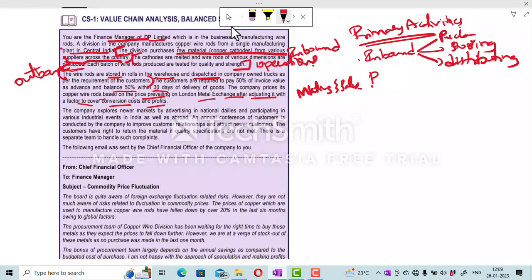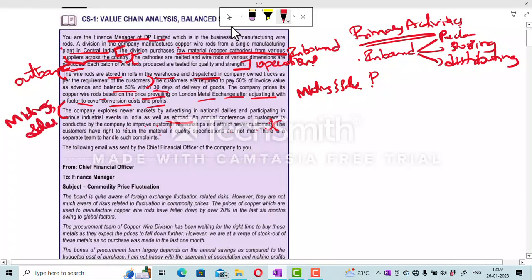Here the marketing starts, by advertising in national dailies and participating in various industrial events in India as well as abroad. An annual conference of the customers is conducted by the company to improve the customer relationship and attract new customers. This is also a marketing strategy. The customer has the right to return the material if quality specifications are not met. See, this is service. So only two points should be written here for marketing and sales.